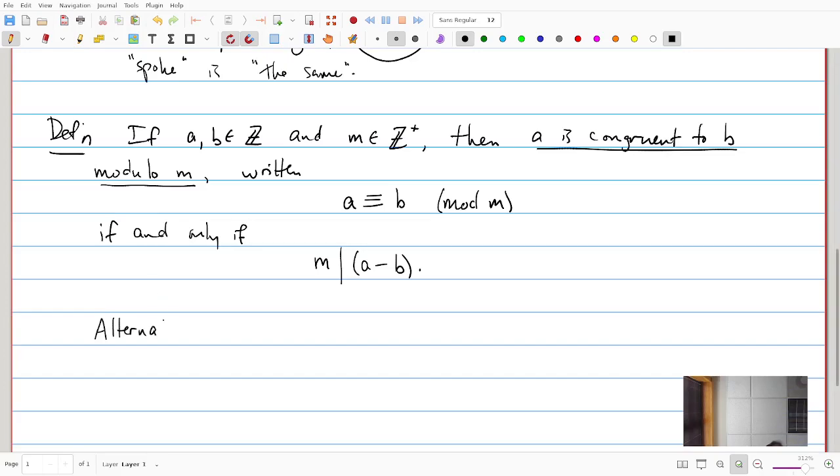I'm going to just give you some alternative notation. Alternatively, we may also write a. And why am I giving this alternative notation? This is just a little aside. This notation is a very standard notation, but it's terrible.